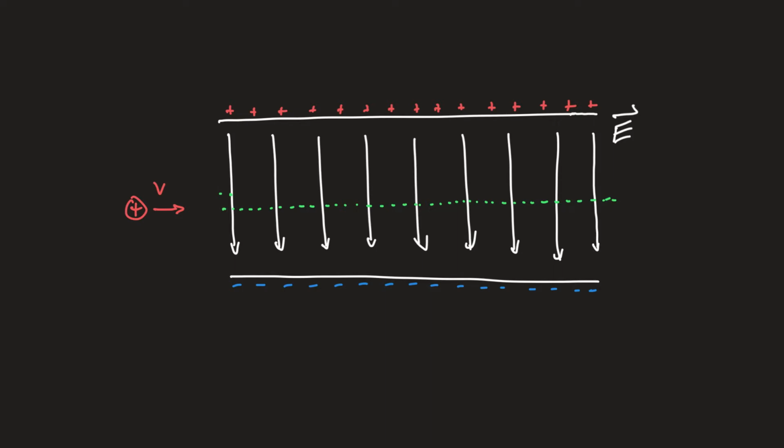So pause the video and see if you can figure out what we could do with another type of field, not an electric field. I'm not allowing you to change the electric field in any way, and I'm not allowing you to introduce another electric field. But what could we do with another type of field that we've learned about, such that this particle would just go straight through? Okay, pause the video and see if you can answer that question.